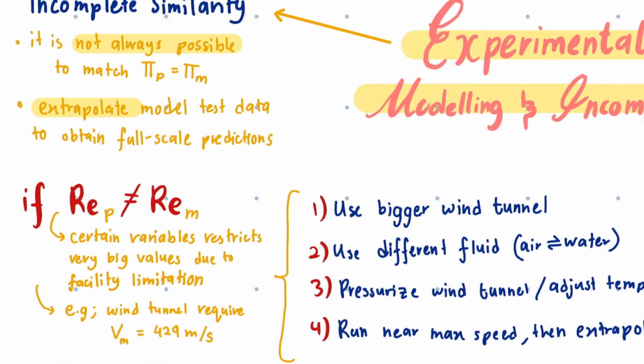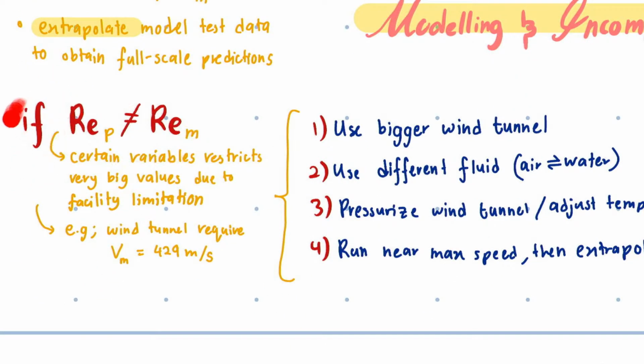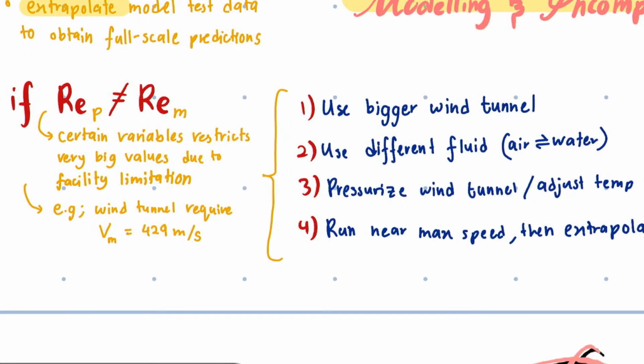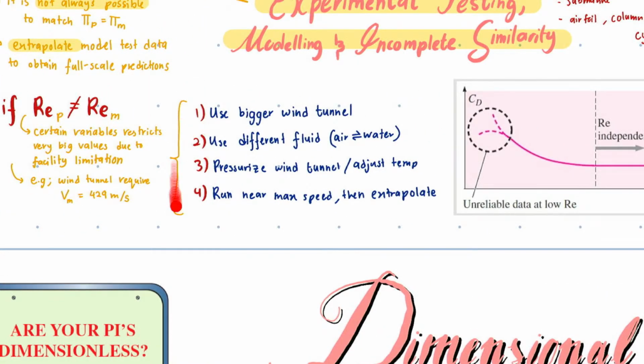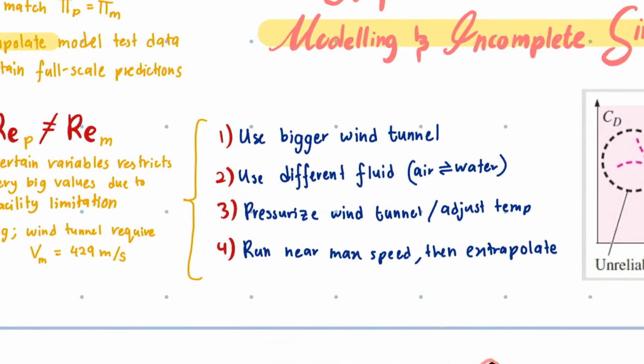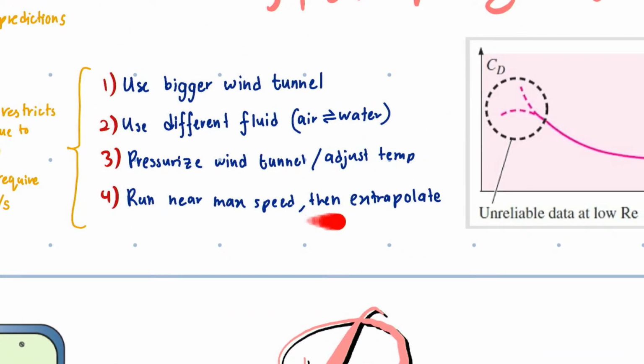Sometimes it is not always possible to match the parameters of the prototype and the parameters of the model, which is called incomplete similarity. I have simplified it here. The Reynolds number for the prototype does not always equal the Reynolds number for the model, because usually the model is much smaller than the prototype. This is one of 4 ways to encounter this problem. We usually use the 4th one.